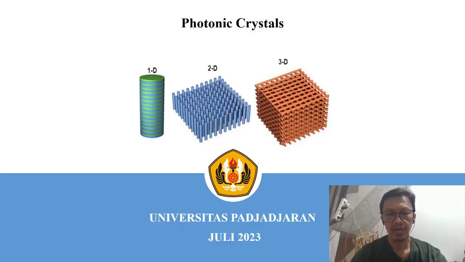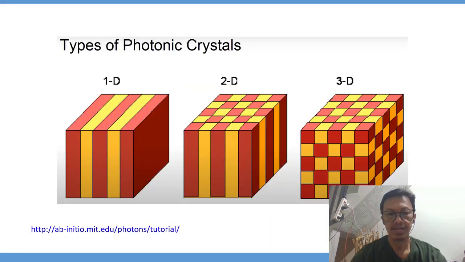In this video, I would like to introduce what the photonic crystal is. Photonic crystals are normally classified by their periodic structure. One-dimensional photonic crystal has a periodic structure in one direction, while two or three-dimensional photonic crystal would have a periodic structure in two or three directions.